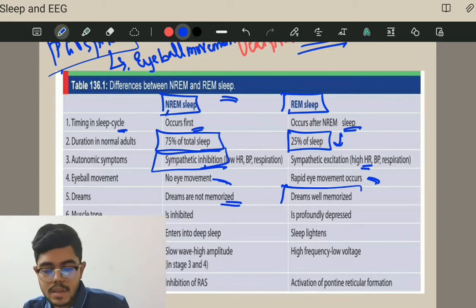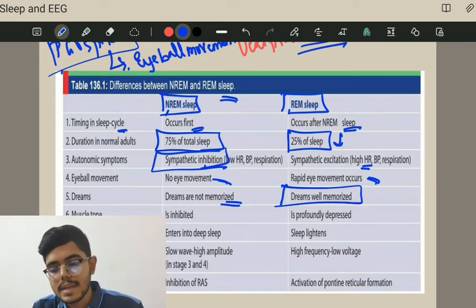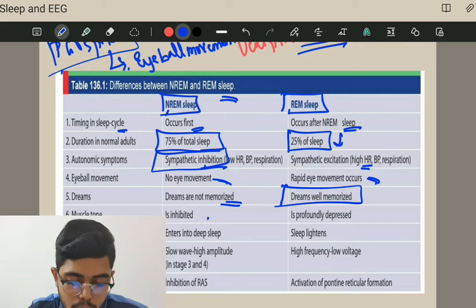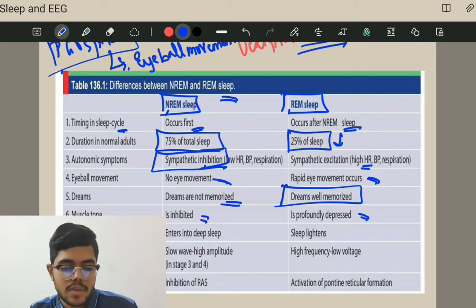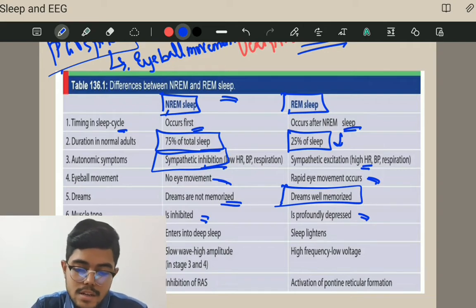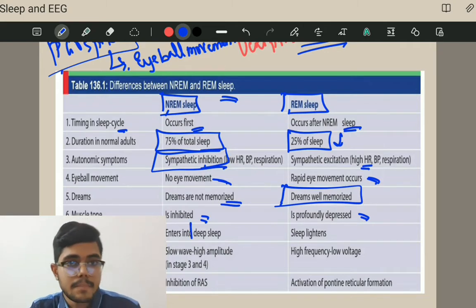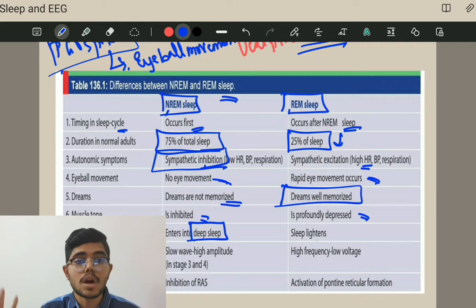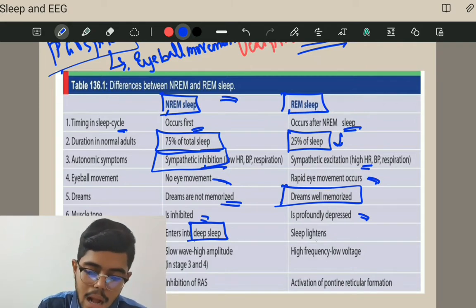Okay, fine. So muscle tone is inhibited in the NREM sleep and is profoundly depressed in case of REM sleep. Now what is the type of sleep you get in REM? It enters into deep sleep, right? Because of this deep sleep the dreams are not getting memorized. Okay, so in REM the sleep lightens, that's it.